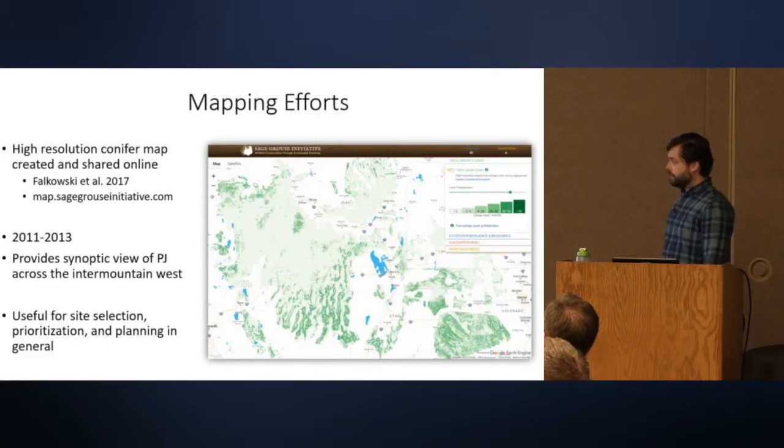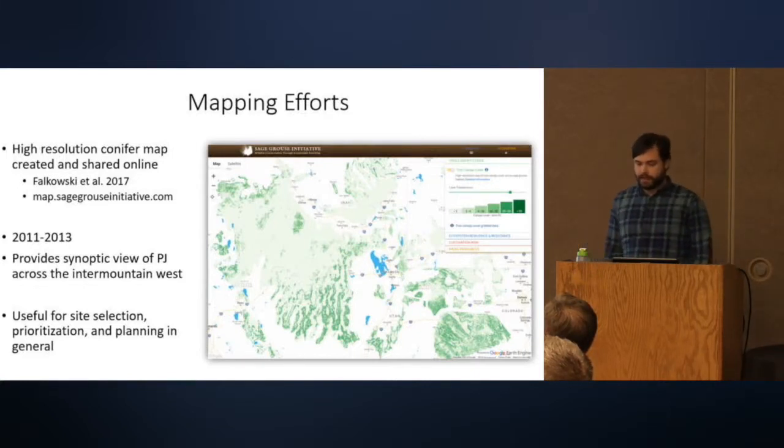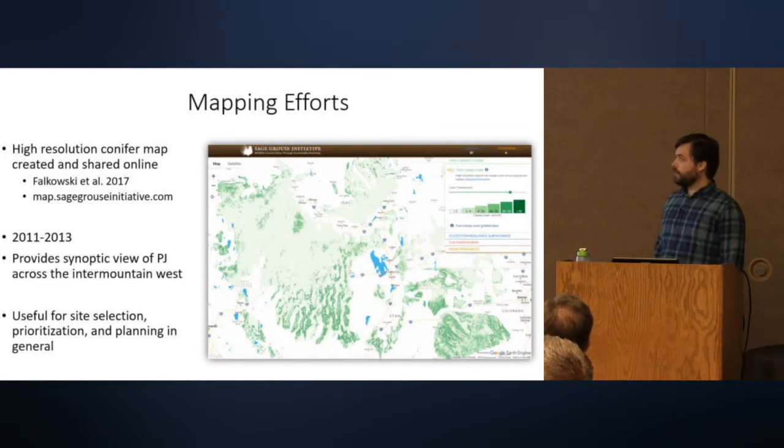This is a 1-meter resolution map of conifer cover across the sage grouse range. It shows you where the conifers are, what the conifer cover is at any given point. You can go on the Sage Grouse Initiative website and on the map platform and view this and play around with it. Ultimately, this just provides a synoptic view of conifer cover across the Intermountain West as it stood in 2011, 2013, when we pulled the NAIP data to build this model. This data set has proven useful for a lot of different applications, different studies, site selection, prioritization, and planning in general.